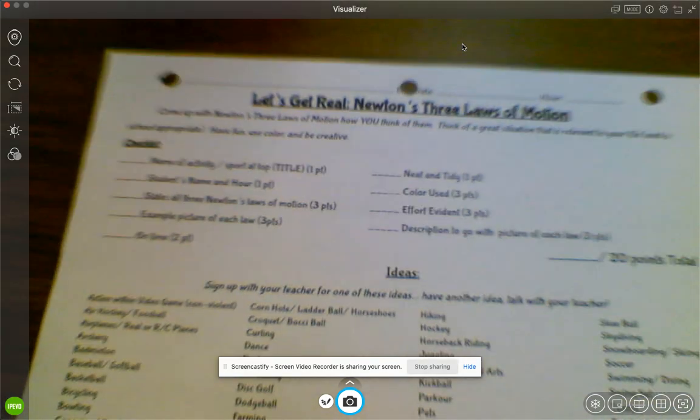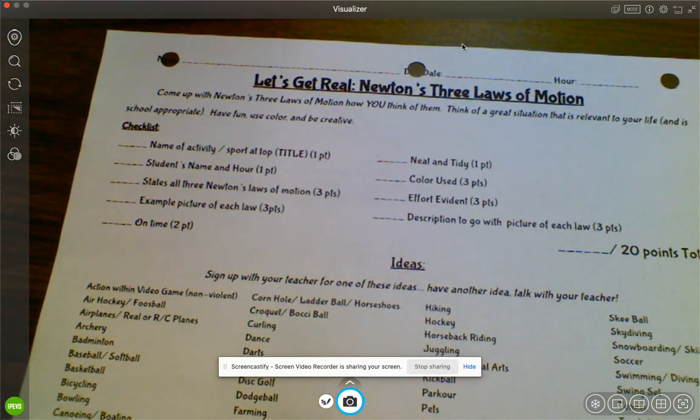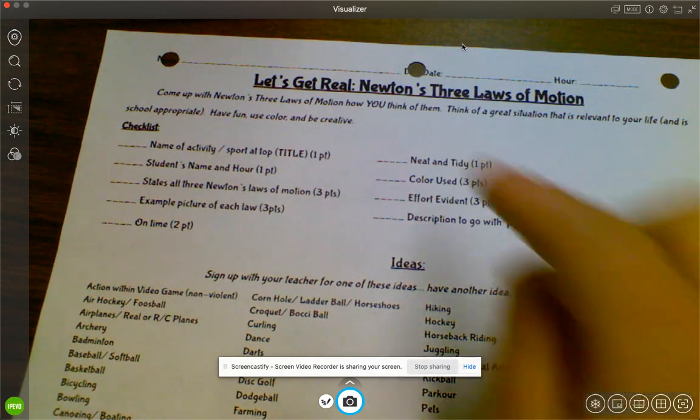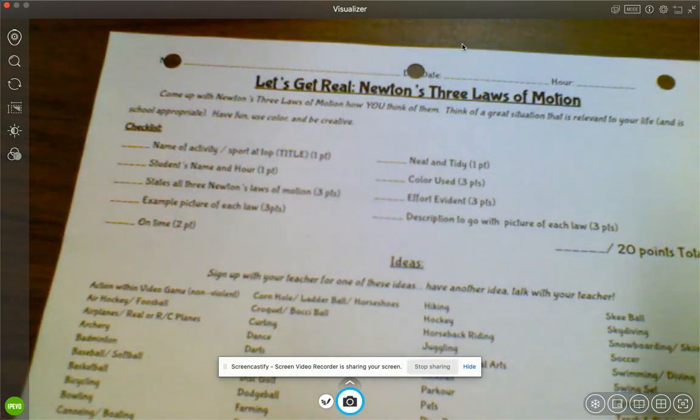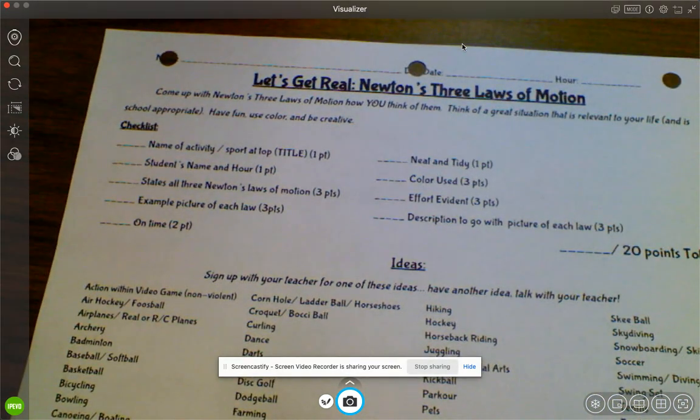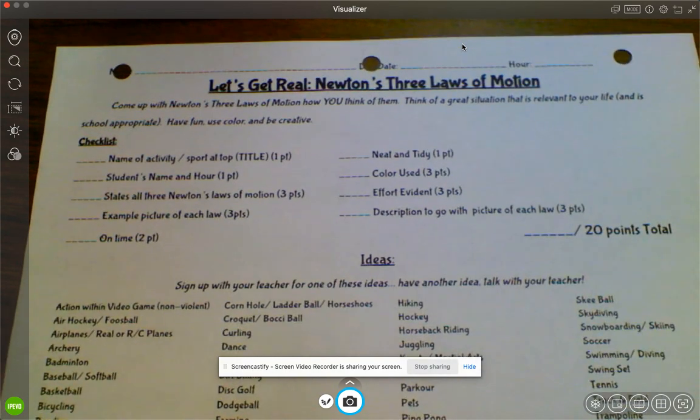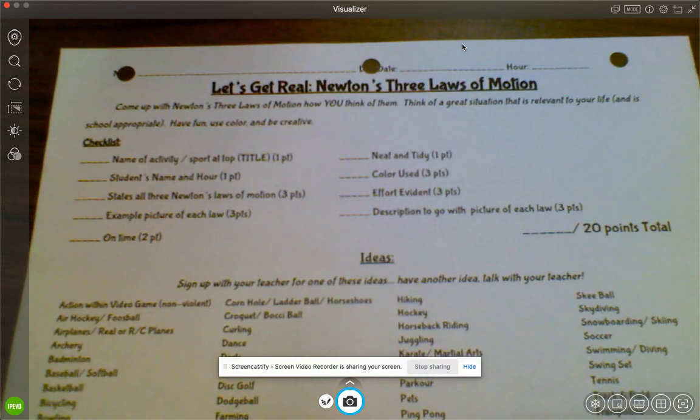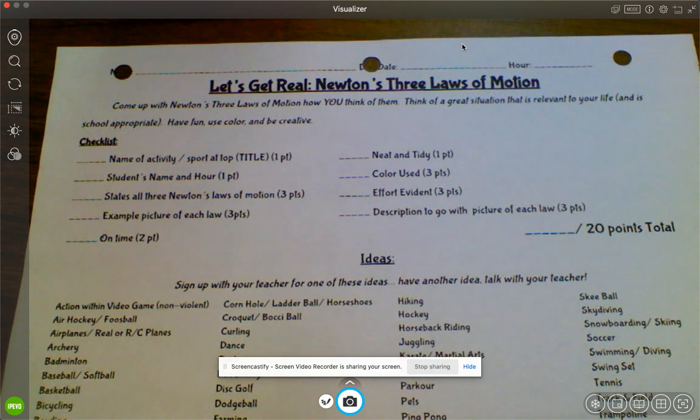Hello everyone! Today we are going to be working on our Let's Get Real Newton's 3 Laws of Motion. This assignment should be a little bit self-explanatory, but just if you need a few little helpers. First thing, put your name on here, when it's due, and the hour that you have science class. What you're going to be doing is coming up with Newton's 3 Laws of Motion, how you can think of them. So, think of a great situation that's relevant to your life, and it's school appropriate. Have fun, use color, be creative.